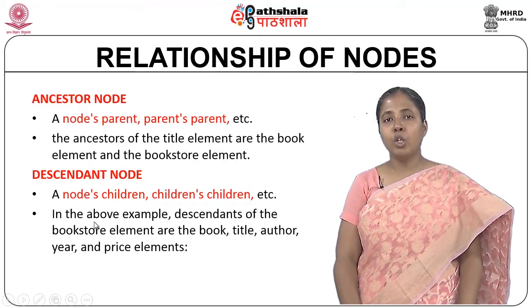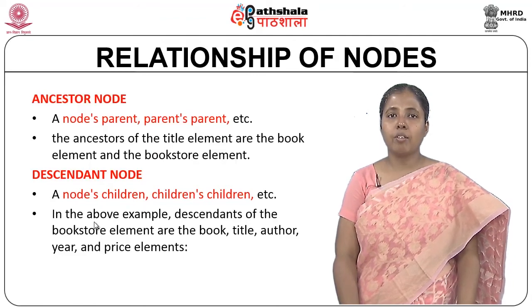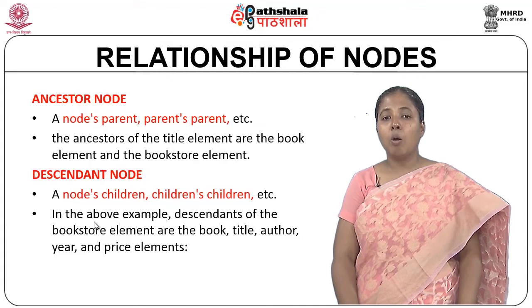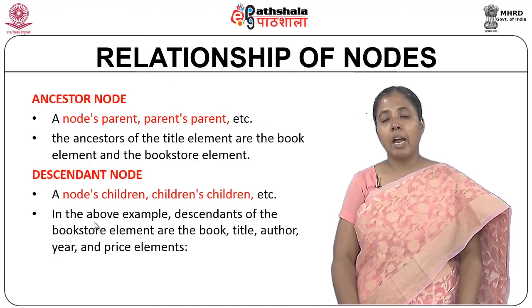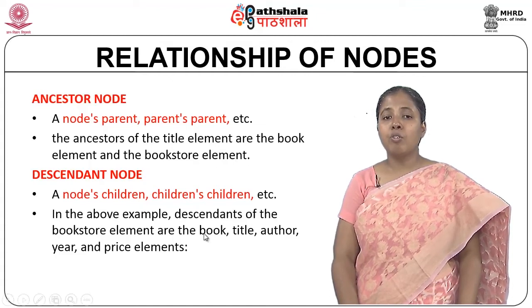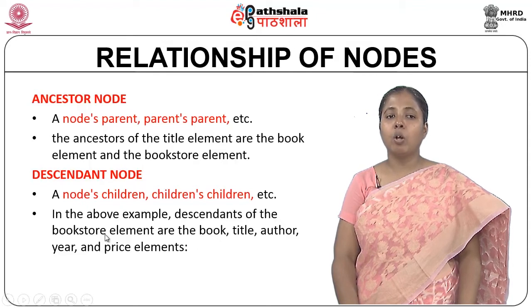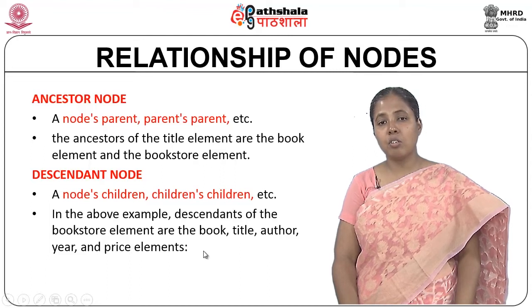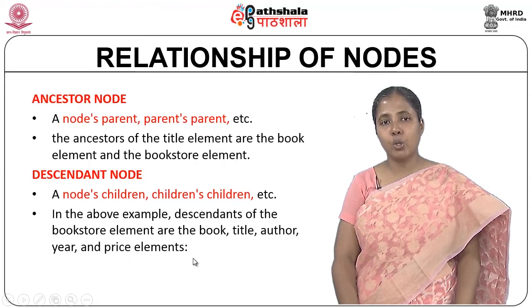Descendant nodes are a node's children or children's children. In the above example, the descendants of the bookstore element are the book, title, author, year and price elements. The descendants of the book element are the title, author, year and price elements. So, all the children and the children's children are called descendant nodes.